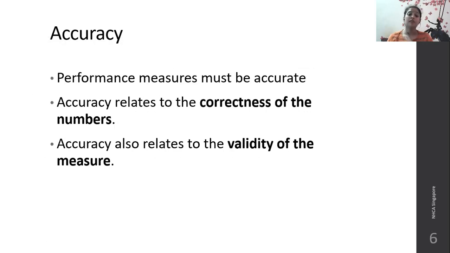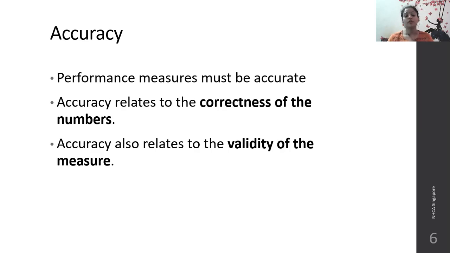Accuracy. The performance measures must be accurate. What it means is that accuracy is related to the correctness of the number. Whatever you are measuring, it should be correct. If you are checking the waiting time and the patient is arriving at 9:15, you have to note it down as 9:15 only. You can't go 5 minutes above or below, because that will reduce the correctness of the number. So whatever you are measuring, the measuring tool should be accurate.